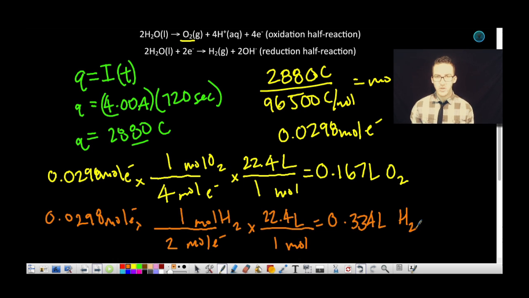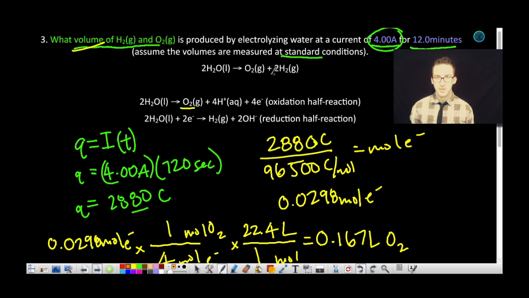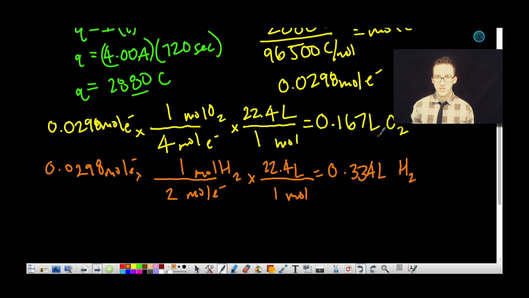You also could have looked at the stoichiometry of the complete reaction here, you're going to have twice the volume of hydrogen gas as oxygen gas produced. And so you could have just doubled your initial volume, or your volume of the oxygen gas. And that's it for today.